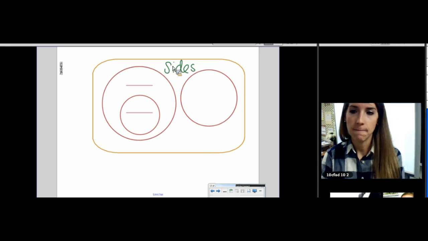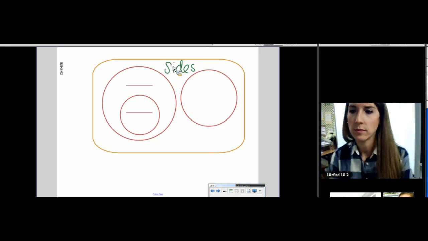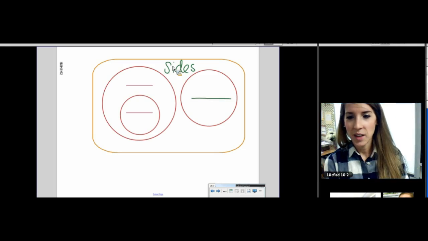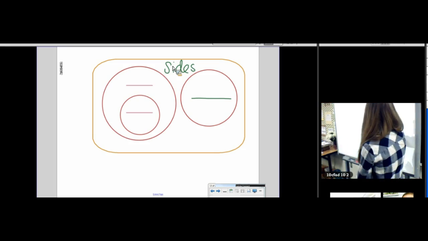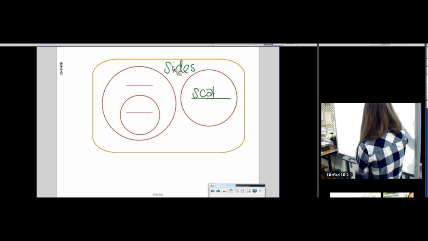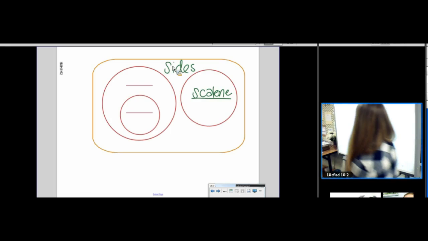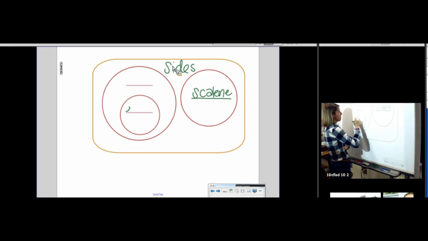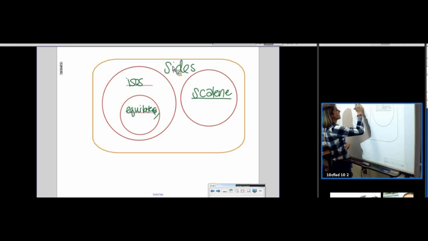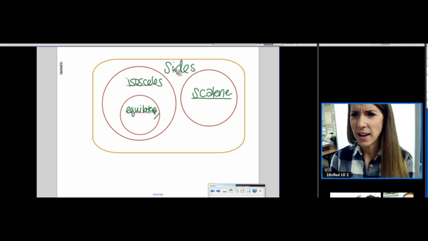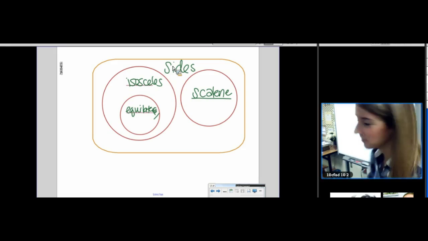All right, so if we're doing sides now, how would we organize this graphic organizer? Which one goes in the empty one? Who knows? Which one goes there? All right, and then which one is always the other? Equilateral is always isosceles. I think I spelled that right. I-S-O-S-C-E-L-E-S. Okay.